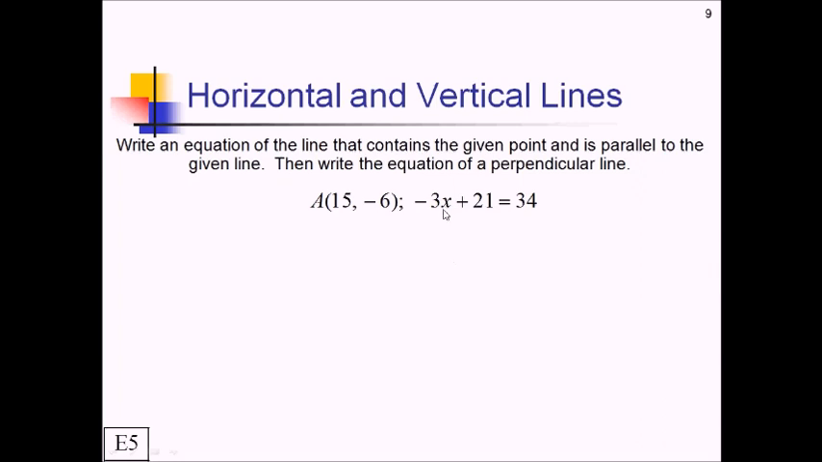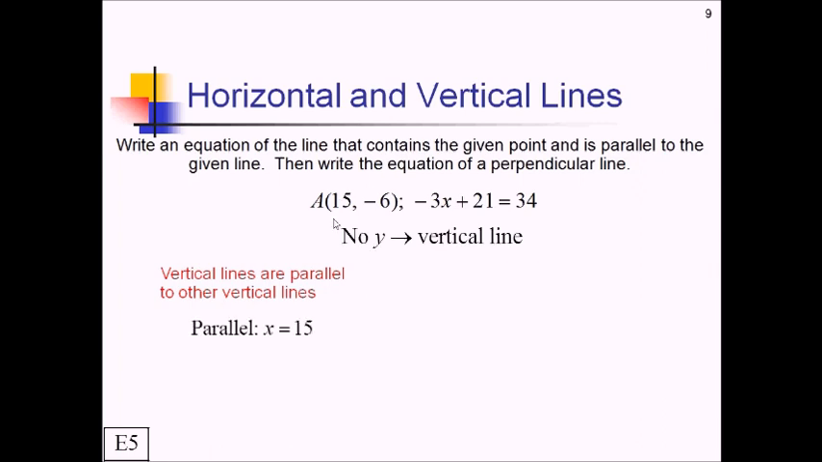There's just x. So thinking back to how x is vertical, if you just have an x, that means you've got a vertical line, right? So that means we have to think about this from the vertical line perspective. If we want a line that's parallel to a vertical line, we need another vertical line. So for a parallel line, we need a line that goes through this point and is vertical. Vertical lines, remember, are always going to be x equals a number. So in this case, it would have to be x equals 15.